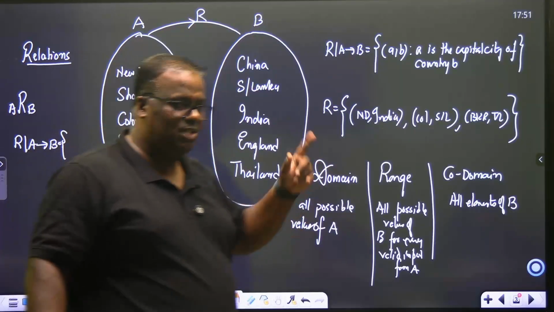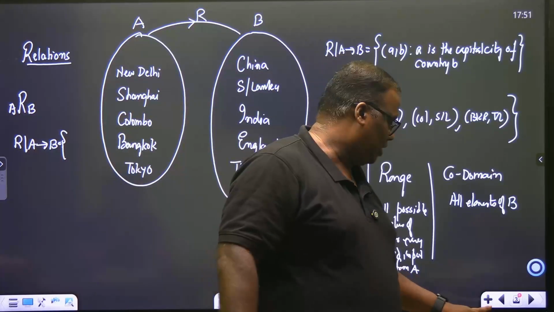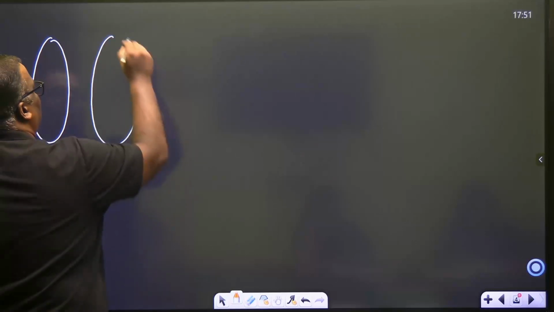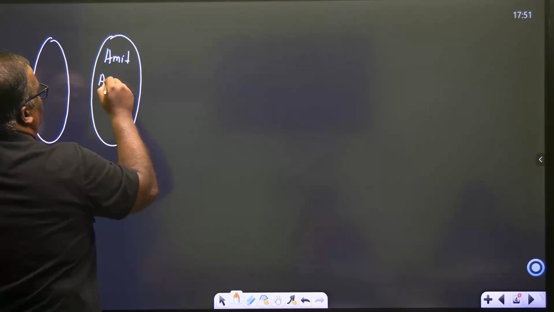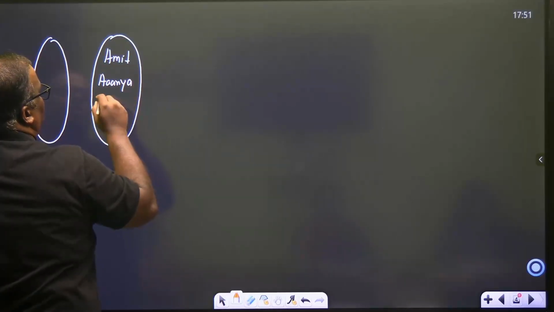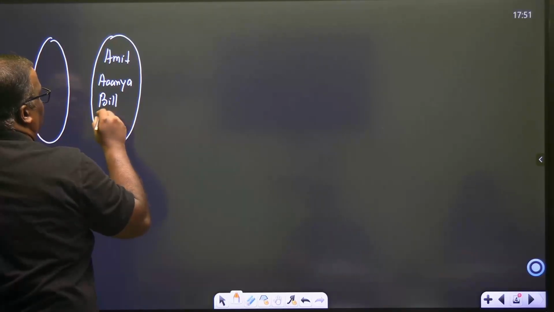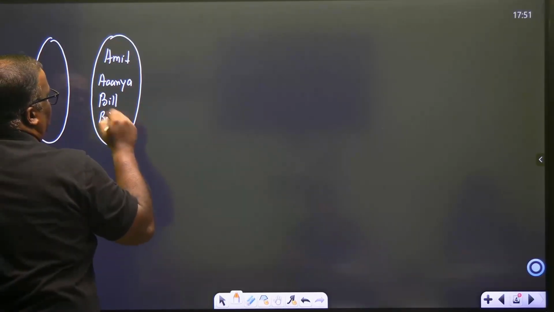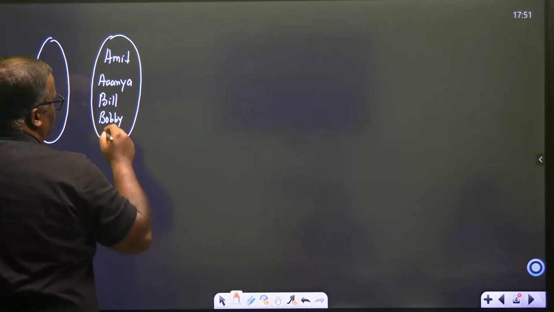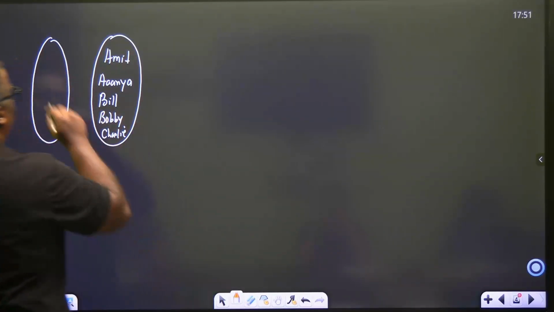Okay, so let's see one more example. Are we ready? Okay, let's see one more example, and this example we'll revisit when we see functions. Say, and say we have Charlie. Okay.